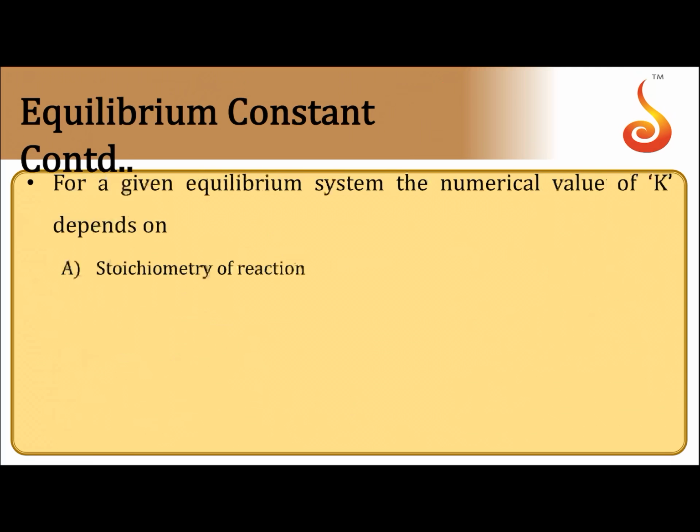Then, for a given equilibrium system, the numerical value of K depends upon the stoichiometry of the reaction. Stoichiometry of a reaction means, for example, when you take a reaction like A giving rise to B, the value of K is equal to the concentration of B divided by the concentration of A.